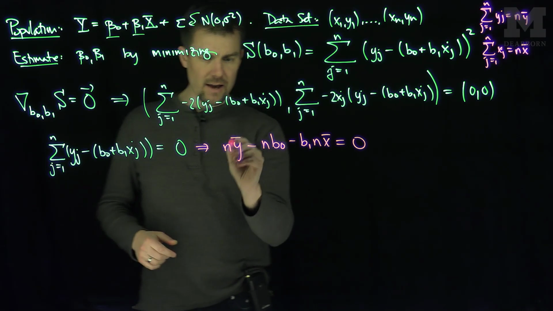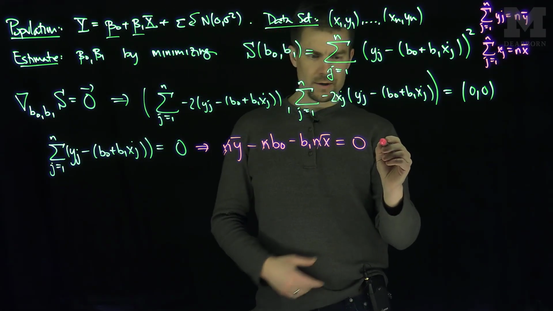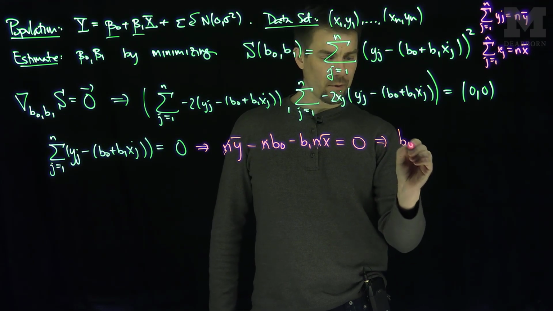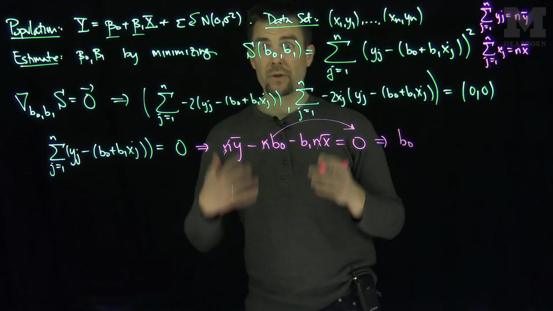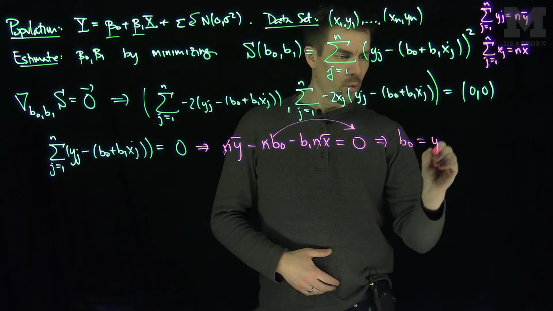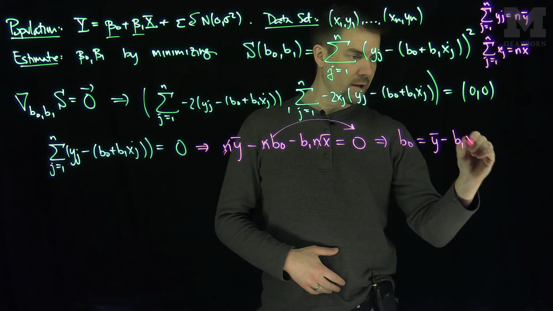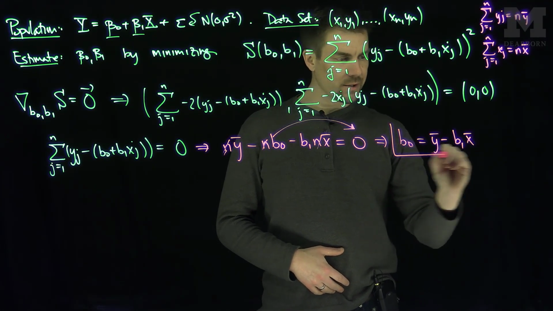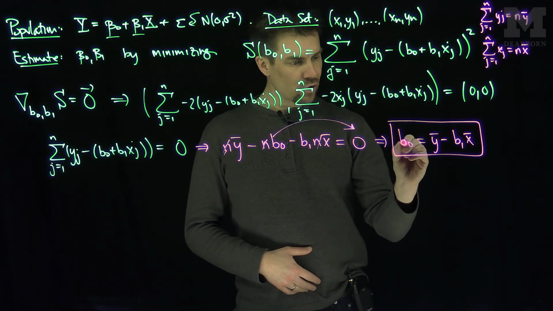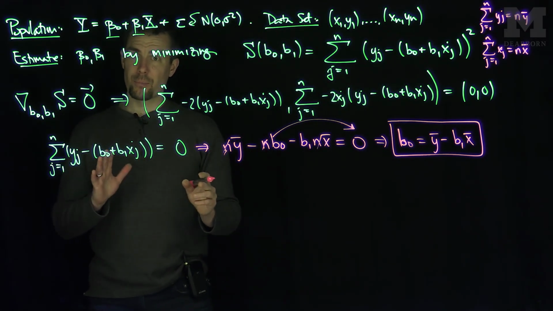So there's a common factor n everywhere, so we can cancel all those n's. And the conclusion here is that b0, if I throw the b0 to the other side of this equation, which is called a score equation, is equal to y bar minus b1 x bar. So as long as we're consistent, this is a relationship between b0 and b1. So now I have the intercept parameter in terms of the slope parameter.